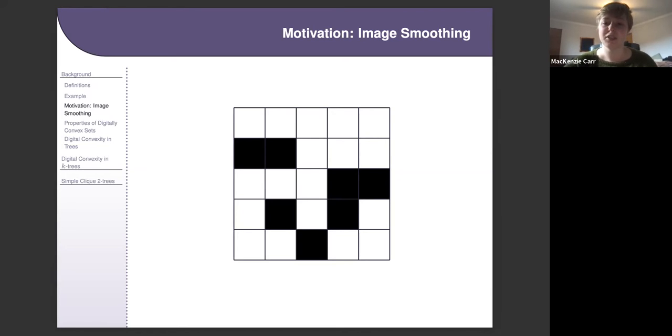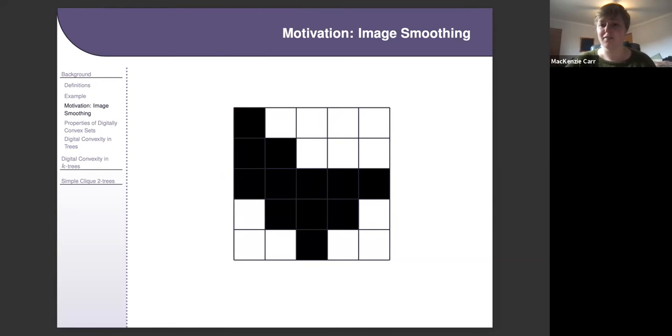So in this case, we would just add in all of the pixels in this image that don't have, in this case, a private neighbor would be a white pixel that's not in the neighborhood of the black pixels, where the neighborhood is a pixel immediately above and below and to either side. So we would just add in these pixels that I've highlighted in red, and then we would get a digitally convex set in this image. So this would be a smoothed version of the image.